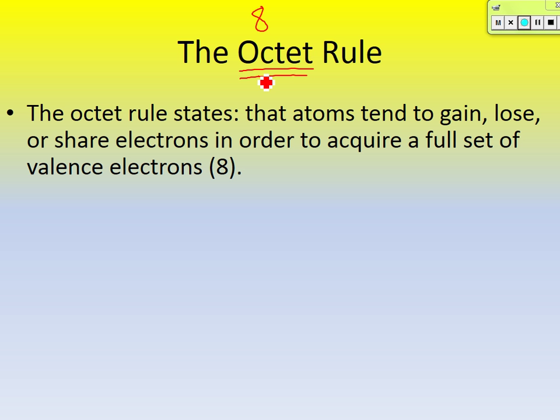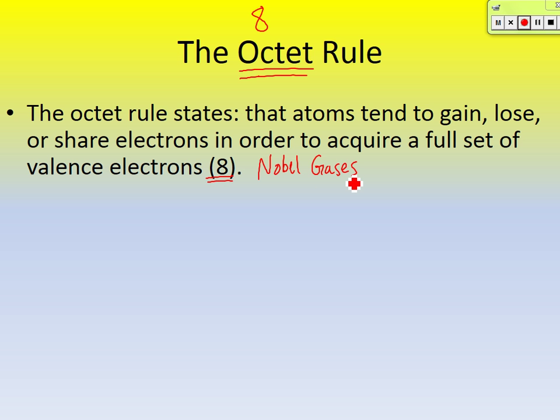Here's the definition. The octet rule states that atoms tend to gain, lose, or share electrons in order to acquire a full set of valence electrons. And a full set of valence electrons is 8. And so if you look at the periodic table, who on the periodic table has 8 valence electrons? And that's the noble gases.